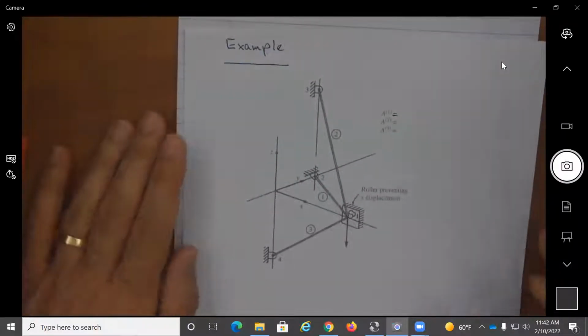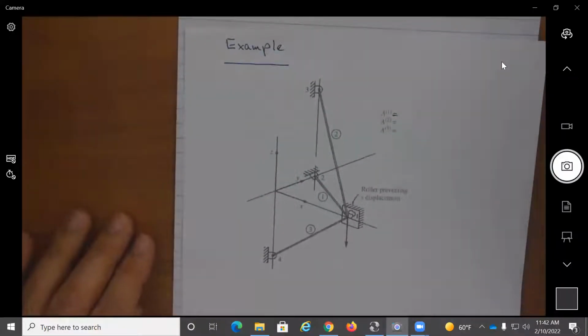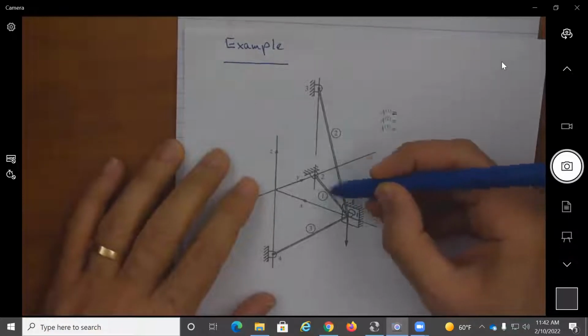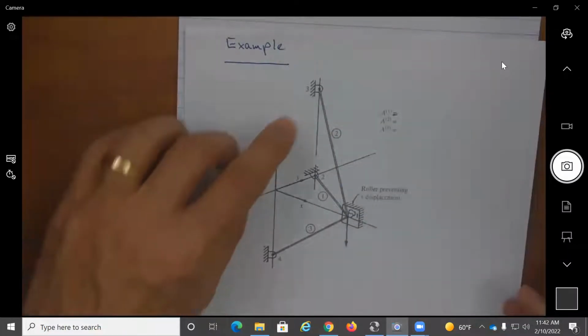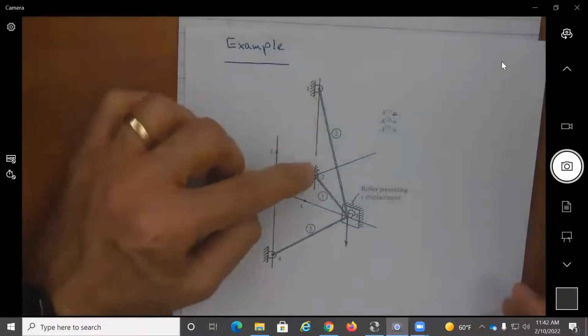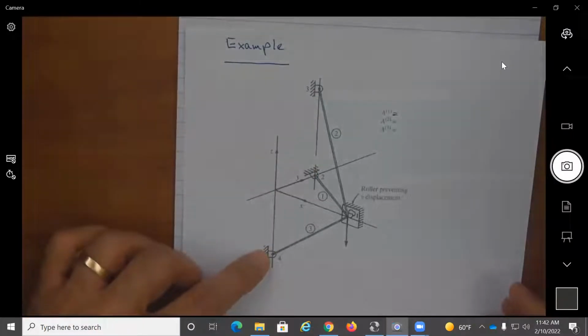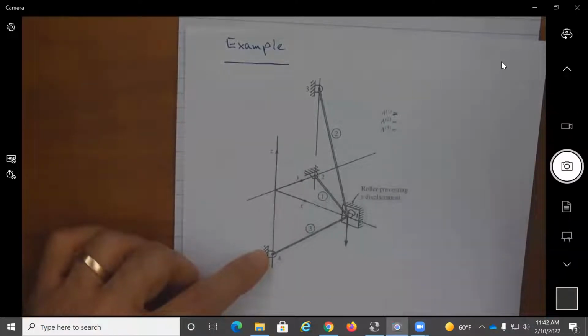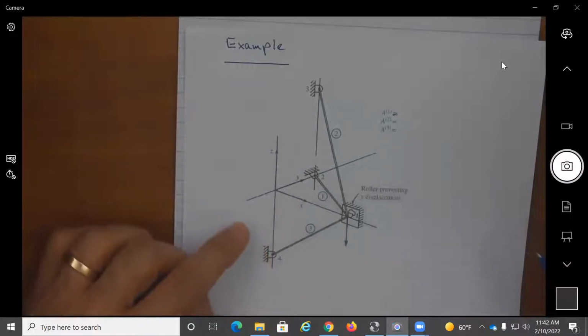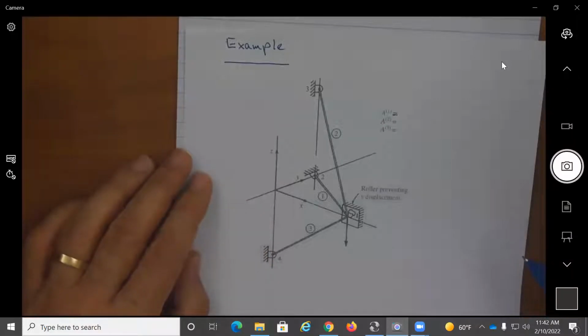So here is a 3D example where we have 3 bars in space. I have 1, I have a 2, and I have a 3. They are pinned at 3, 2, and 4. And at 1, they are supported on a wall that is in the XZ plane. So I hope you can all visualize this in 3D.